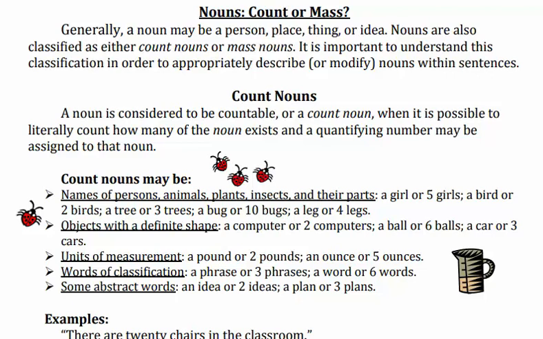So it is countable. Objects with a definite shape, for example, a computer or 2 computers, a ball, 6 balls, a car or 3 cars. So these are the objects which are countable. Units of measurement are also countable nouns: a pound and 2 pounds, an ounce or 5 ounces. Words of classification: a phrase or 3 phrases, a word or 6 words. So these are also included in the category of nouns. Some abstract words: an idea or 2 ideas, a plan or 3 plans. So here are some examples.